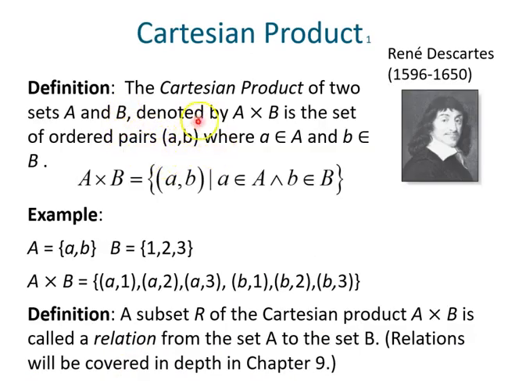Definition of a Cartesian product. The Cartesian product of two sets A and B, denoted A times B, is the set of all ordered pairs A, B, where A is in A and B is in B. Symbolically, we write this, the set of all ordered pairs such that A is in A and B is in B. For example, if A is the set of the letters A, B, and B is the set of the integers 1, 2, 3, then the Cartesian product of A and B consists of all these pairs. And how many pairs we have? 6. And 6 is 2 times 3. That is, the cardinality of the Cartesian product is equal to the cardinality of A times the cardinality of B. We'll see that this is true always when A and B are finite.